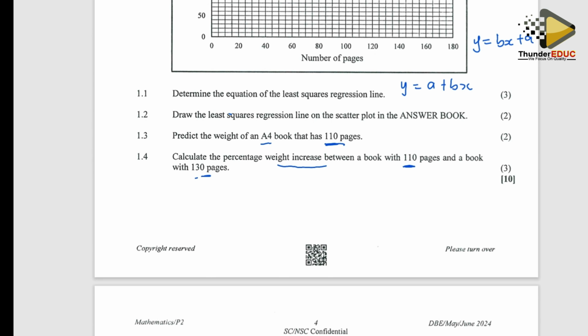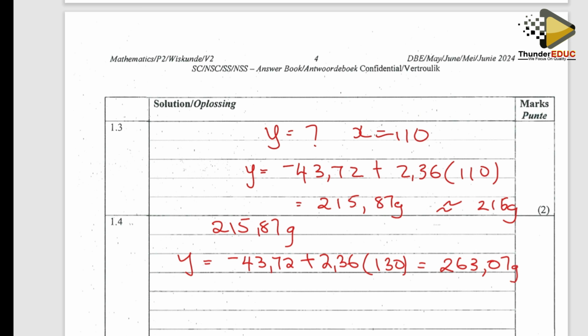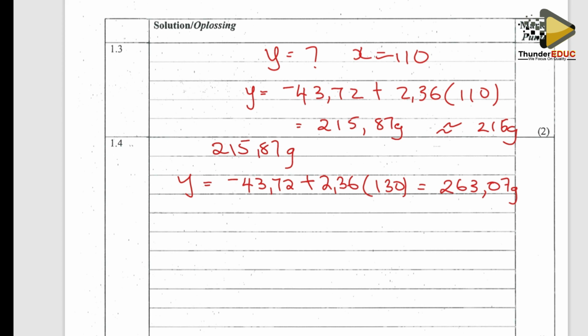So we already have the weight with a book of 110, which was 215,87 grams. How about the book with 130? So negative 43,72 plus 2,36 multiplied by 130. What are we going to end up with? When I punch that into my calculator, I'm getting 263,07 grams.